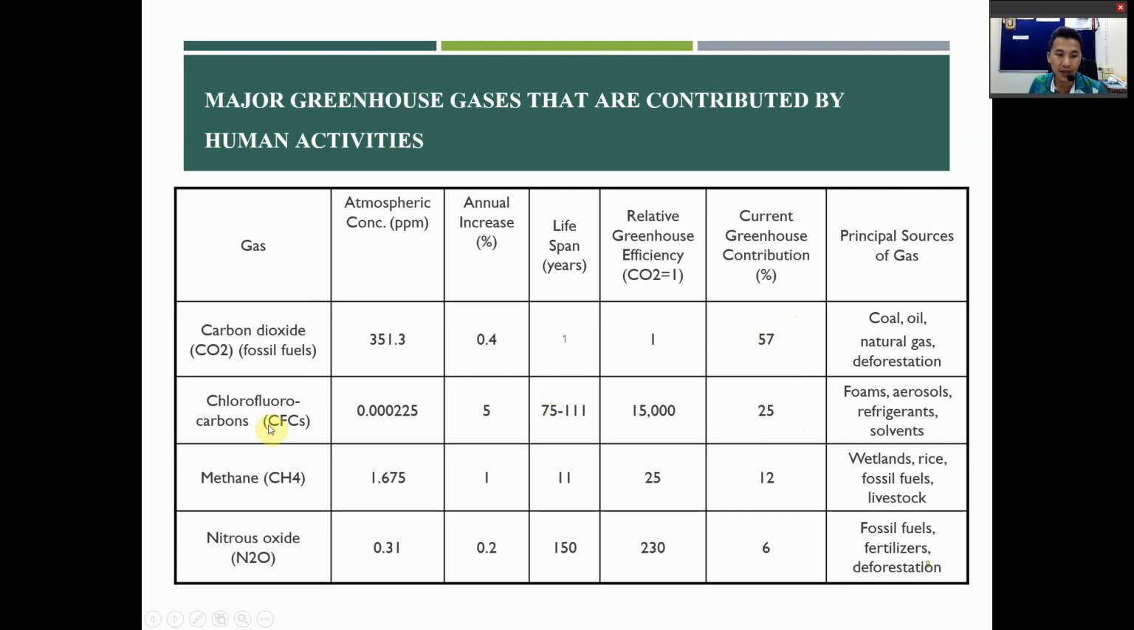But this one is something that we need to manage very well and very wisely. And here, methane 12. And this is the source of the gas. Carbon dioxide could be from coal, oil, natural gas, deforestation. CFCs are from foams, aerosols, refrigerants, solvents, and methane from wetlands, rice, like paddy rice fields in a lot of countries in the Asian zone that we have.